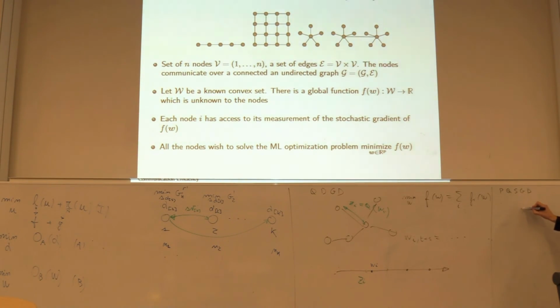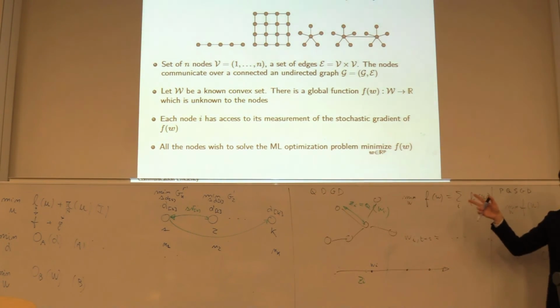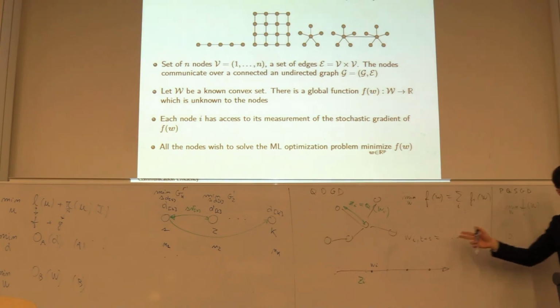I have a function f of w that has to be minimized and is associated to some machine learning problem. We have also a network of nodes, but these nodes all measure a stochastic gradient of this common global function. So it's an even more ancient case compared to the previous one, because there there is already something distributed, where we can do distributed computation.